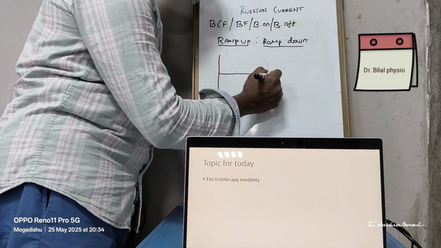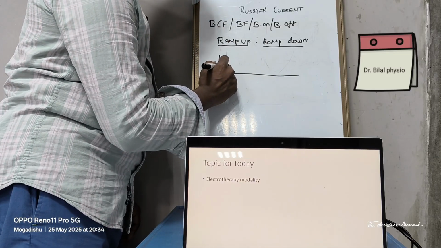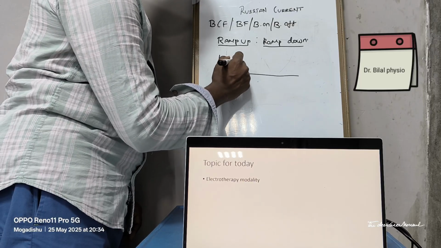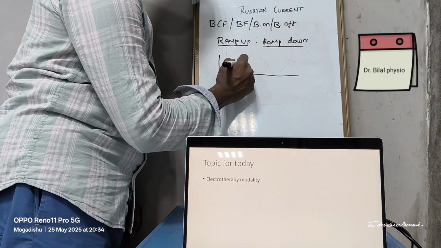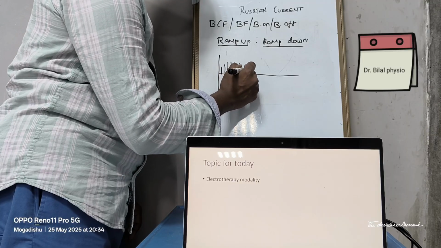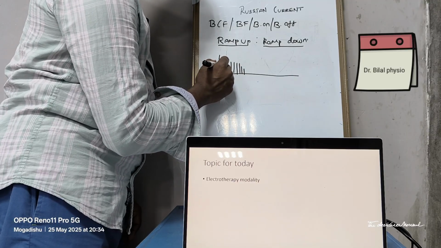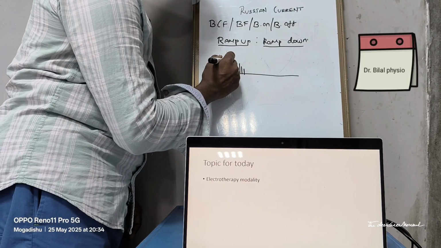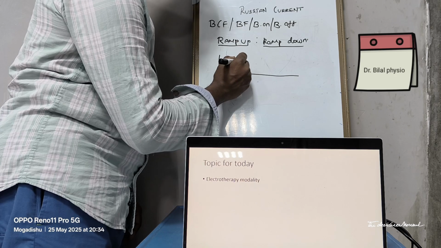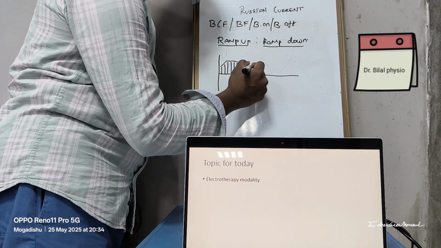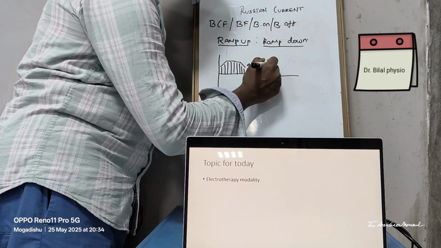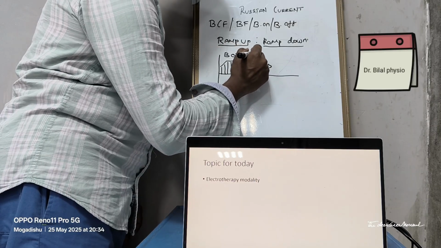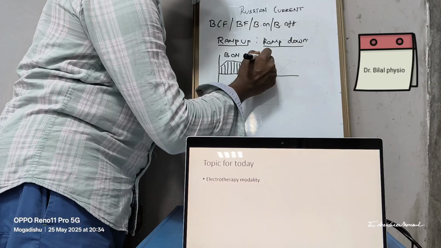It's nothing but a slow rise in the current followed by the burst on time and a slow fall in the current. So this is the ramp up. Slowly the current, the burst frequency, is raised to a plateau, and again slowly it comes down, followed by the interburst interval. So this is burst on time, burst off time.